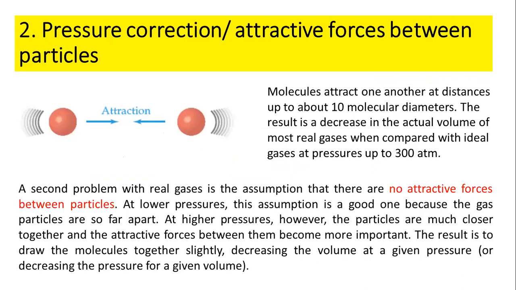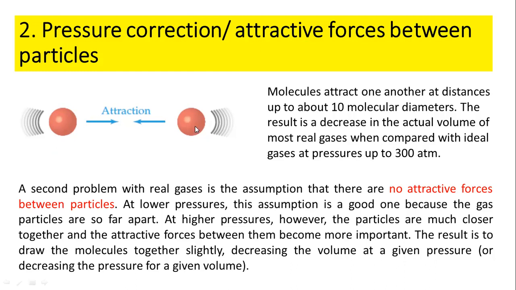Now coming to the correction in pressure, and this is due to the attractive forces between the particles. Again, this is the second assumption of the kinetic molecular theory, that there are no attractive forces between the particles. But with the real gases, the molecules may attract one another at a distance of about 10 molecular diameters. As a result, there is a decrease in the actual volume of the real gases as compared with the ideal gases at pressures up to 300 atmospheres.